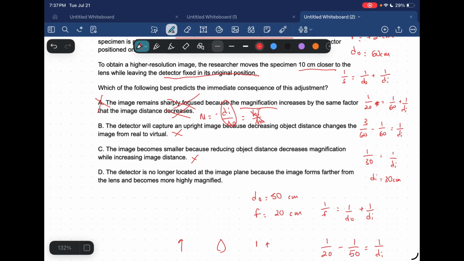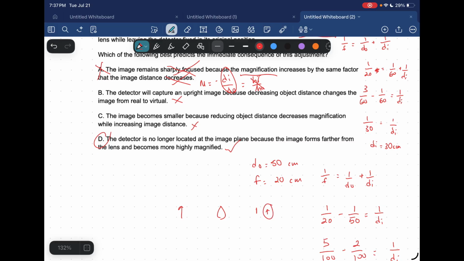D reads, the detector is no longer located at the image plane because the image forms further from the lens and becomes more highly magnified. Yes, D is our answer, and it satisfies the two criteria that we were talking about. One, that the image forms further than the detector, and that the image becomes more magnified.